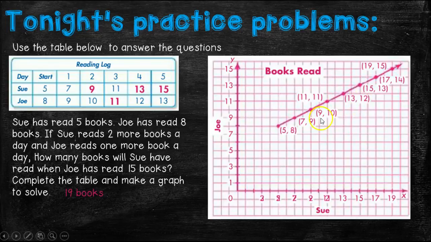So now you're going to go over here and you're going to plot this on the coordinate graph. So we have all of our little plots, and then we used a straight edge to draw it all the way through. So the question was, how many books will Sue have read when Joe has read 15? So we're looking up where Joe is, and here's 15, and we're going to go all the way across, and then we're going to come all the way down and see that Sue has read 19 books at that moment.